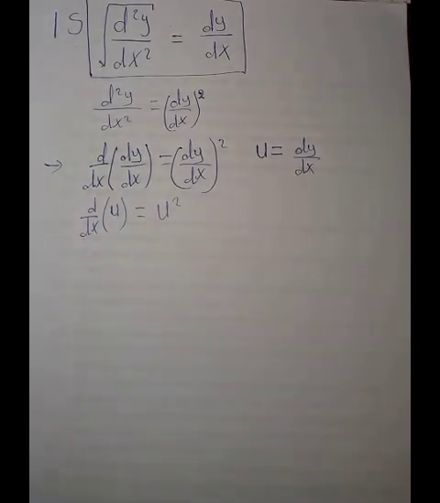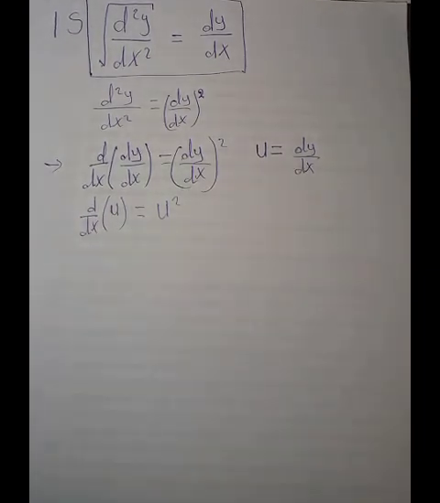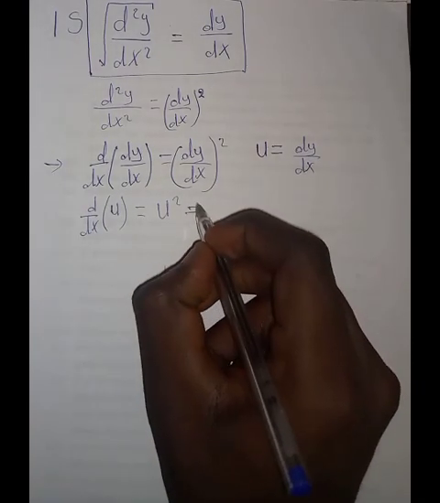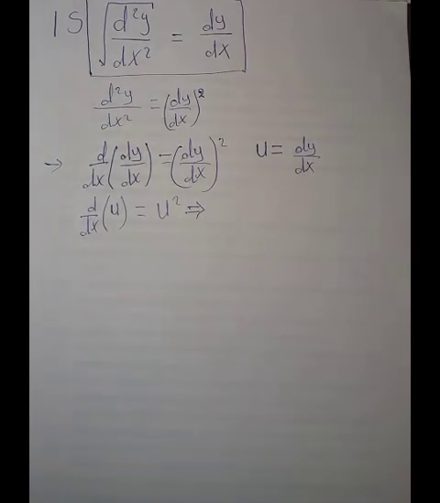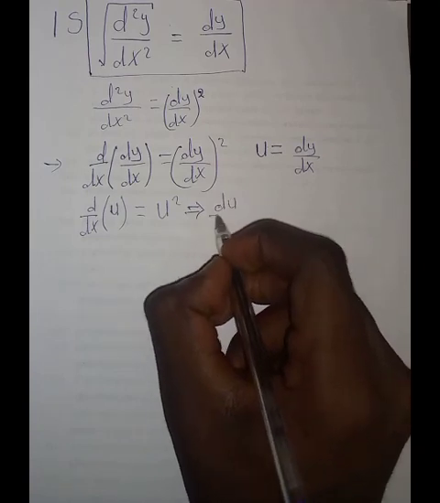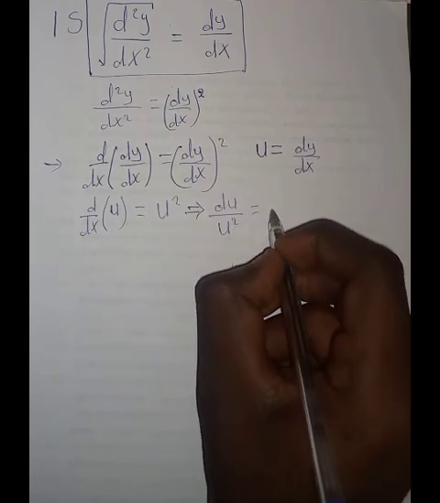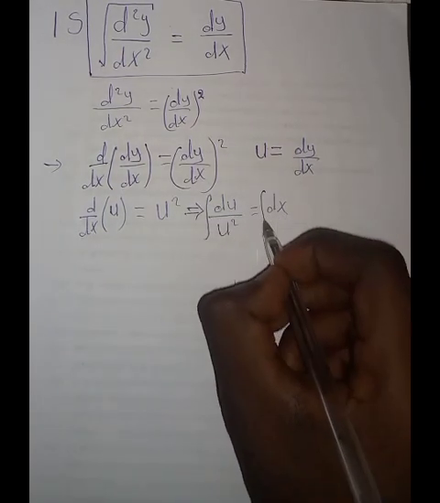So I see that this is a differential equation, and it's separable, so I can separate it and solve. I multiply all through by dx and divide all through by u squared. So I have du over u squared equal to dx. Now I have a differential equation which has been separated already, so all I have to do is integrate all through.